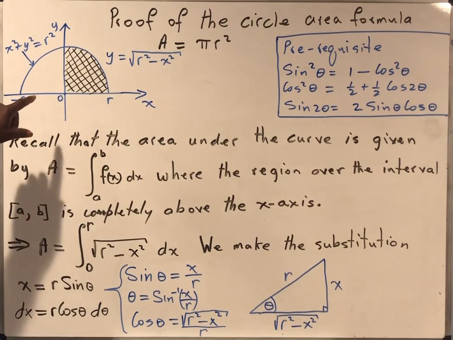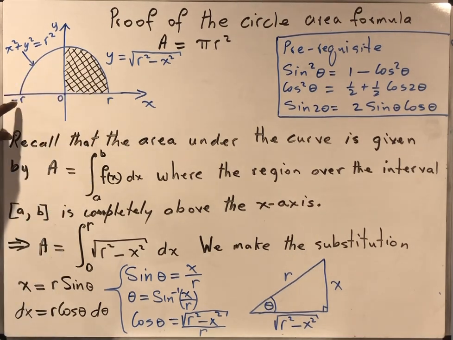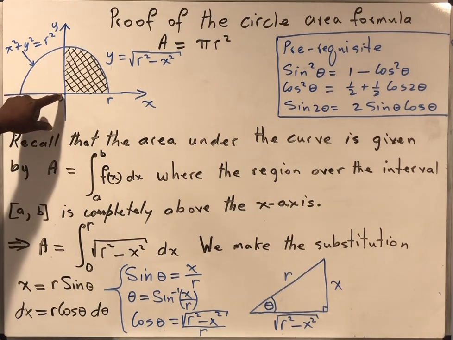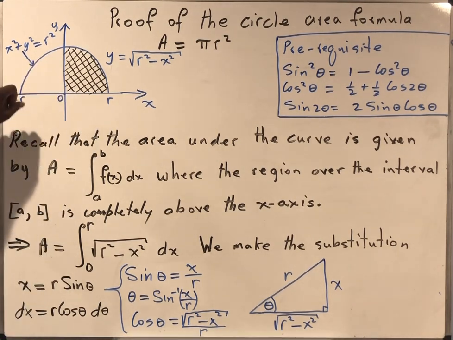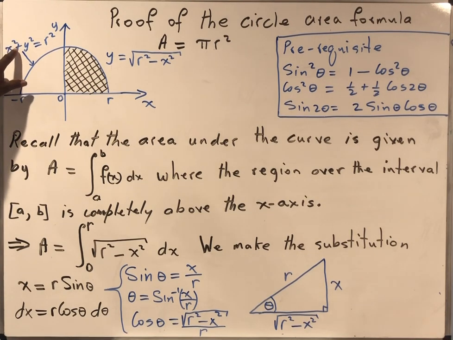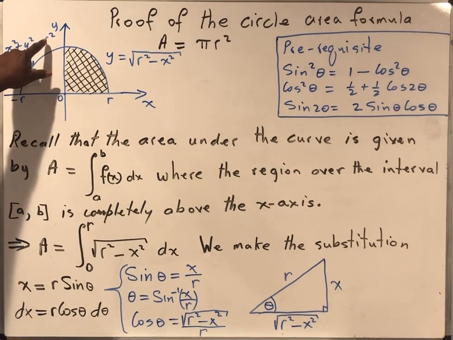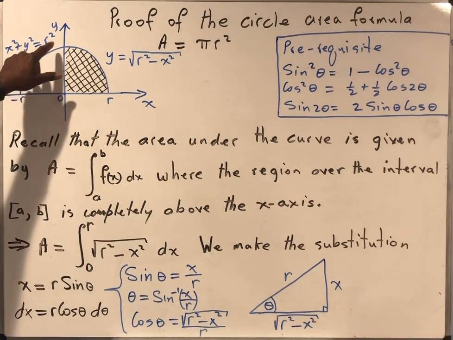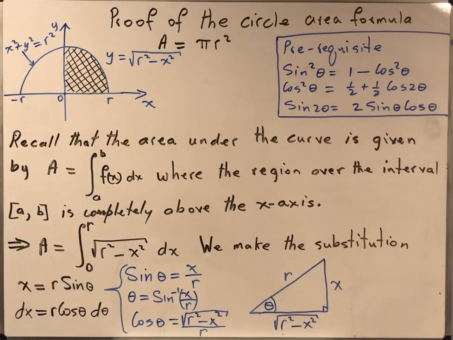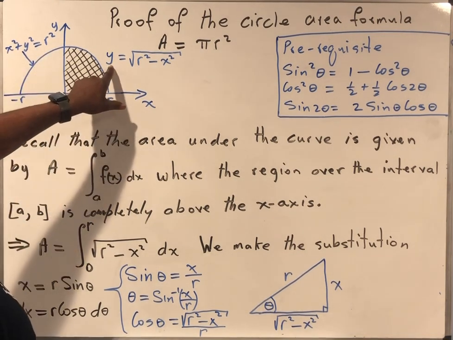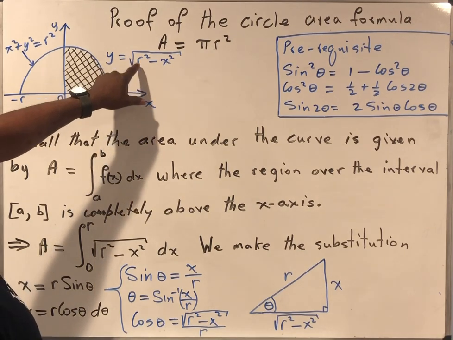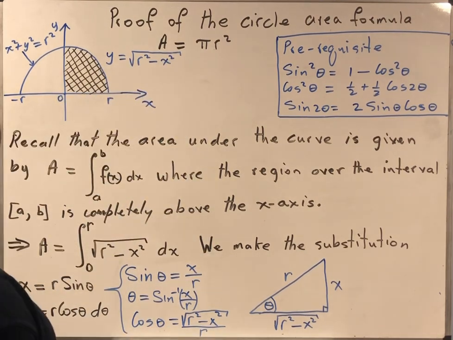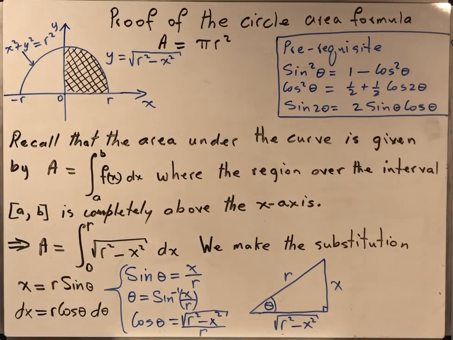Now direct your attention to this diagram that is sketched here on the left hand side. The circle centered at the origin has equation x squared plus y squared equal to r squared. We are only focused on the top half of this circle. If you solve the equation for y, then we obtain y is equal to the square root of r squared minus x squared, and that's the positive portion of the circle that is above the x-axis.